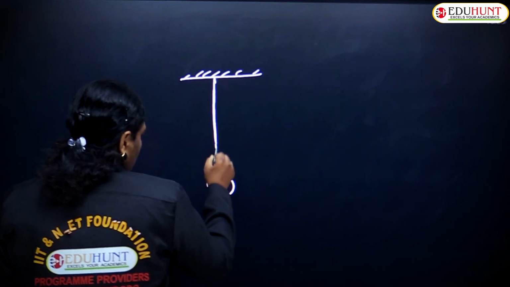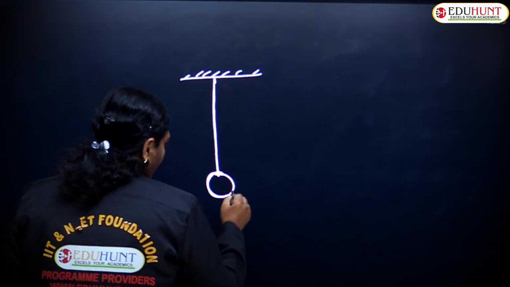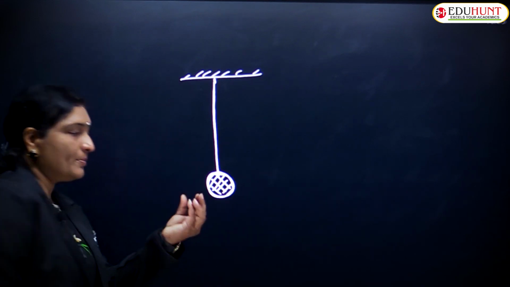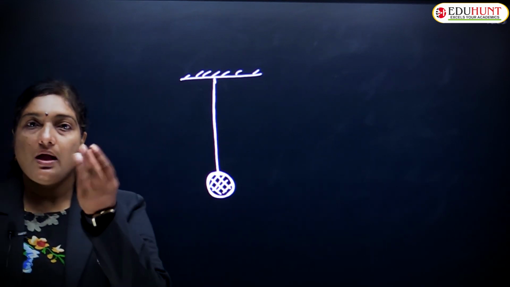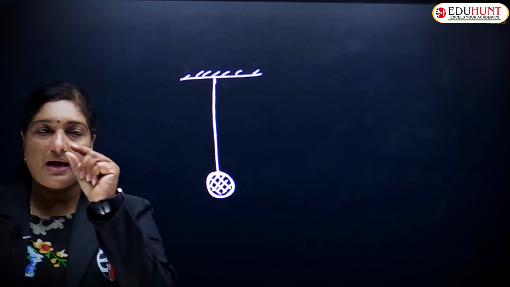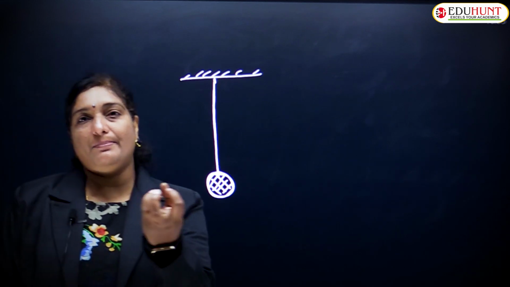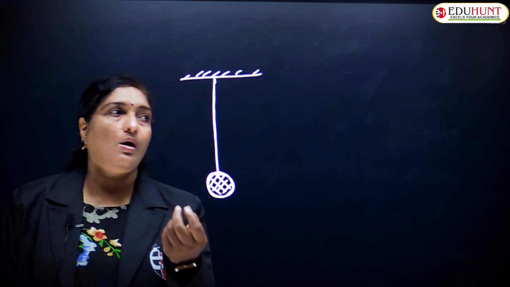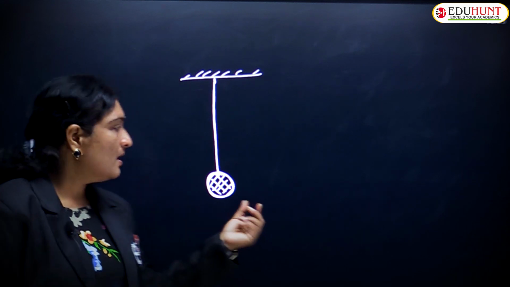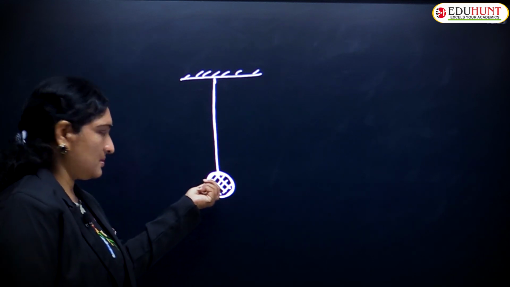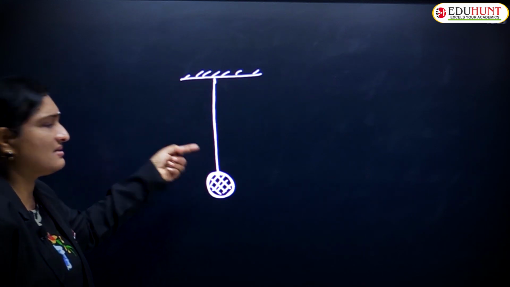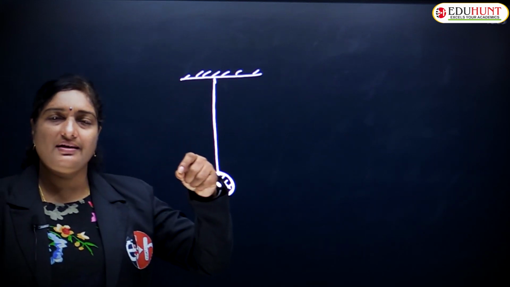This is a thread. With the help of a thread, some metallic bob is suspended. Metallic bob, you know, a marble-like structure, a small marble-like structure made up of heavy metal. They may be using iron, stainless steel or lead balls, okay? So, this lead ball or an iron ball, a heavy ball, is suspended with a very light, inextensible string.